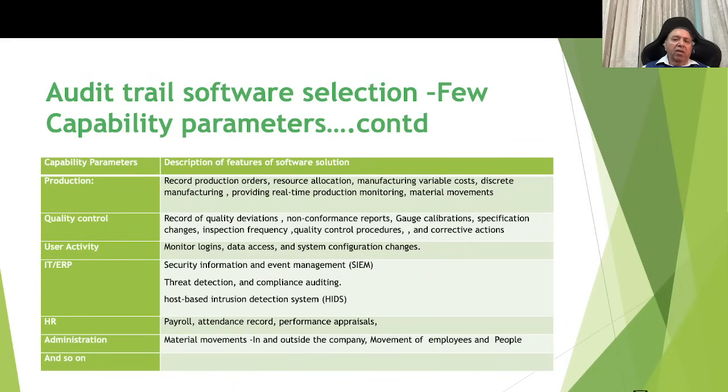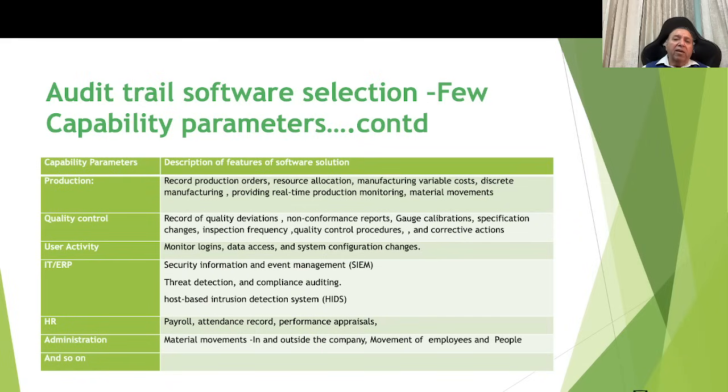Quality control. The audit trail software should be able to track changes to the quality deviations, any deviation made in the quality reports, non-conformance reports, gauge calibrations, specification changes. For example, gauge calibration is scheduled say for 1 year, but somebody may change it to 2 years, causing havoc. And for any specification changes, for example, to enable passing of the lot coming from a favored vendor, one can relax the specification and then restore it back. So these are the kind of changes which need to be recorded.